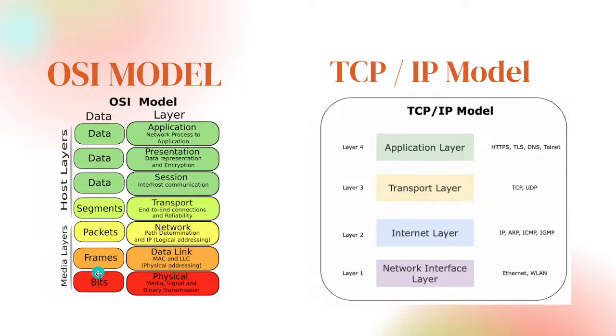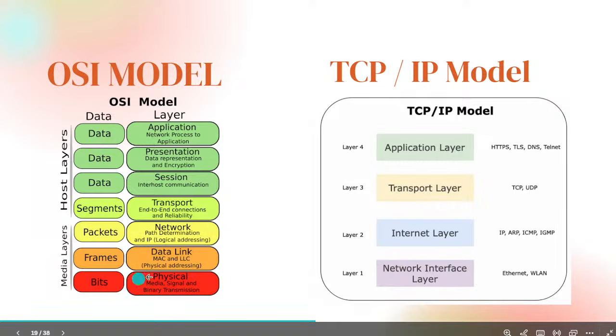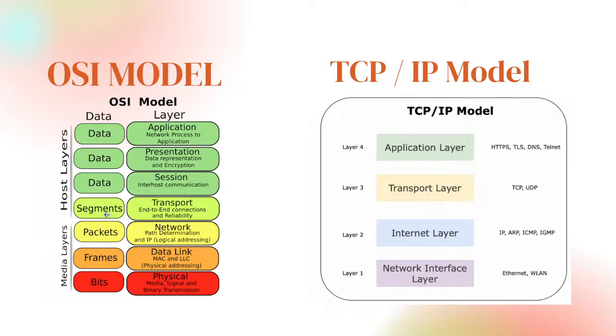Now the way they interact. The physical layer is a wired or wireless connection, and it is in the form of bits, binary zeros and ones. Then it moves to frames, then to packets, and when it reaches transport it becomes segments, and from here onwards it is in the form of data.